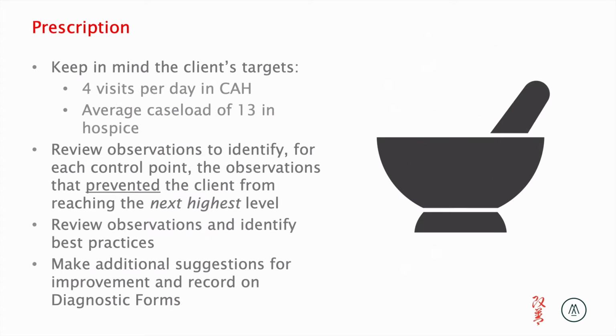When making a prescription, keep in mind the client's targets. In this case, Sutter is targeting 4 visits per day by nurses in care at home and an average caseload of 13 in hospice. To make a prescription, review the observations to identify for each control point the observations that prevented the client from reaching the next highest level. Also identify best practices, and perhaps make additional suggestions for improvement and record them in diagnostic forms.